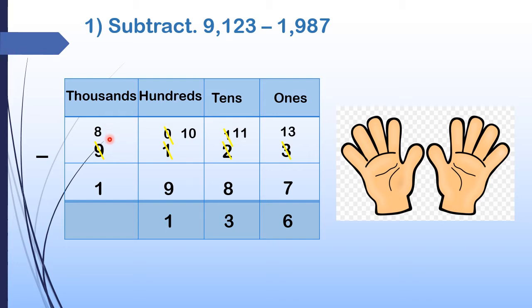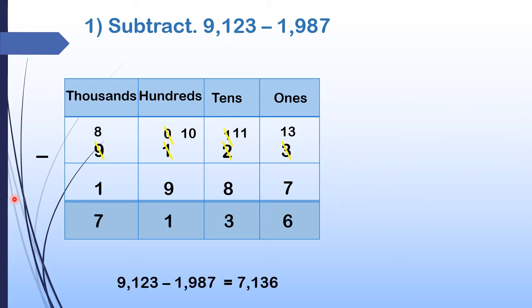Now 8 minus 1. What is 8 minus 1? You can take 8 fingers, then fold 1 finger. Then how many fingers are there? 7. Okay, the number of remaining fingers is 7. So the answer is 7. So 9123 minus 1987 is equal to 7136. This is the answer.